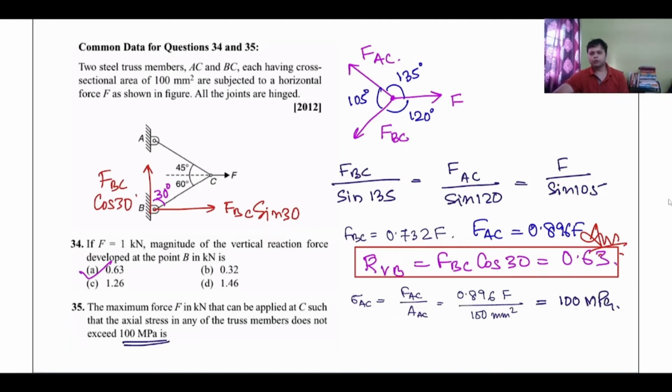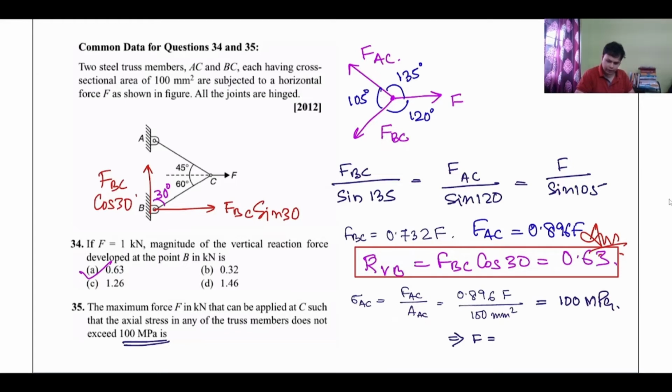So megapascal means Newton per mm square. So mm square will get cancelled out. So answer I will get it in Newton. Final answer I will get it in Newton. We want it in kilonewton. From here, this implies F is equal to I can write it as 100 into 100. This conversion from megapascal, that is Newton per mm square, to Newton, to kilonewton, should be very, very clear to all of you.